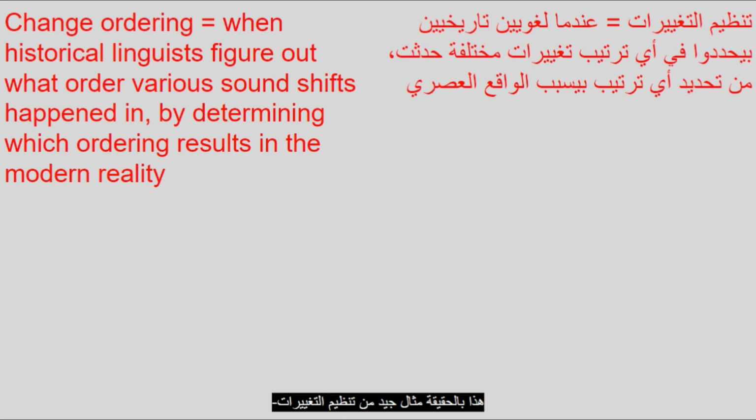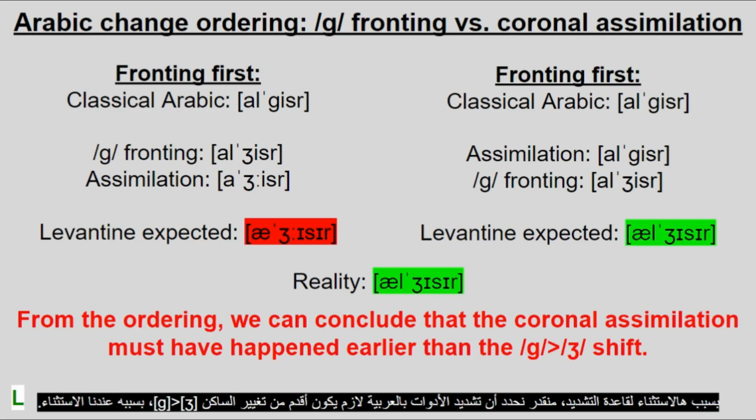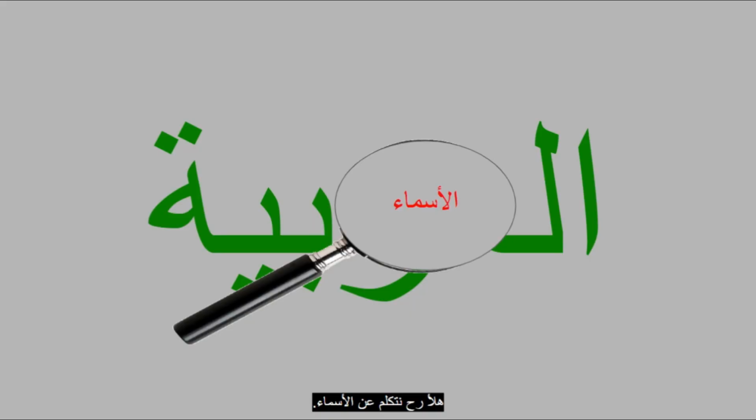This is actually a very good example of change ordering. Because of this exception to the gemination rule, we can figure out that Arabic's article gemination must be older than the g to j consonant shift, which is why we have the exception. Now I'll talk about the nouns.